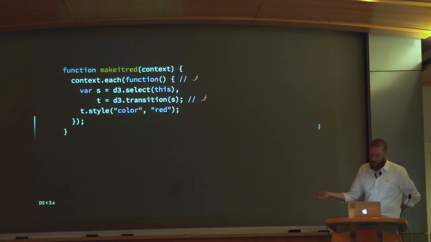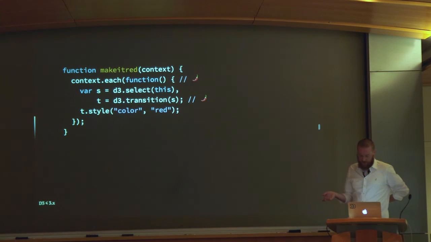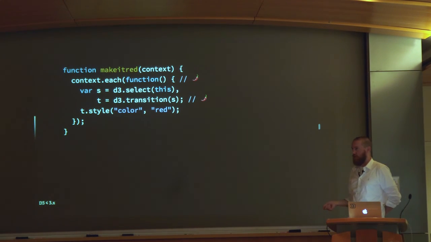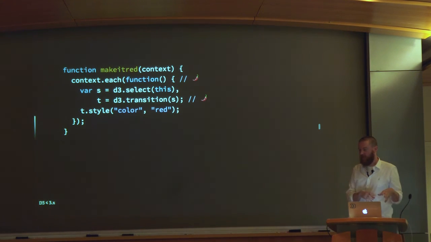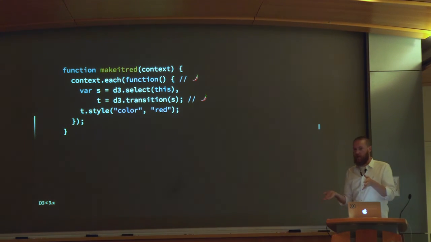So in D3 2.8, there was another misguided feature, and that was to take d3.transition, and within the context of a transition.each, it would derive a new transition for the given selection, and elsewhere, it would just return the selection that you passed in. Okay, so this will get even more confusing by the end, don't worry.